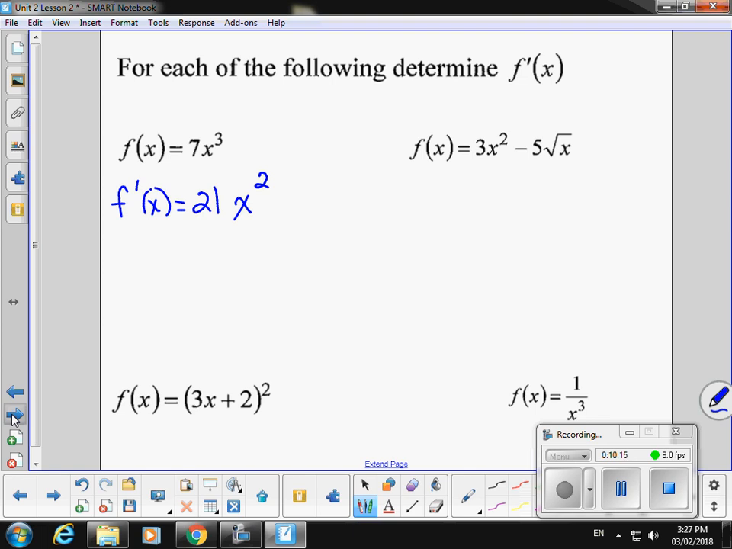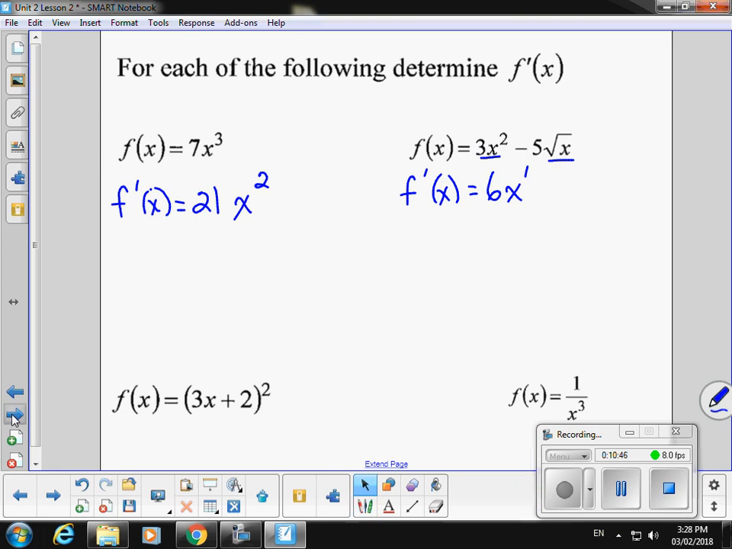The second one. I have 3x squared minus 5 root x, and I want the derivative function, f prime of x. Since I'm in function notation, I'm going to stick with function notation. So there are two separate bits, and I'm going to do each one separately. The first one is 3x squared. My power rule is bring down the 2. That now becomes 6x, and my exponent is reduced by 1.